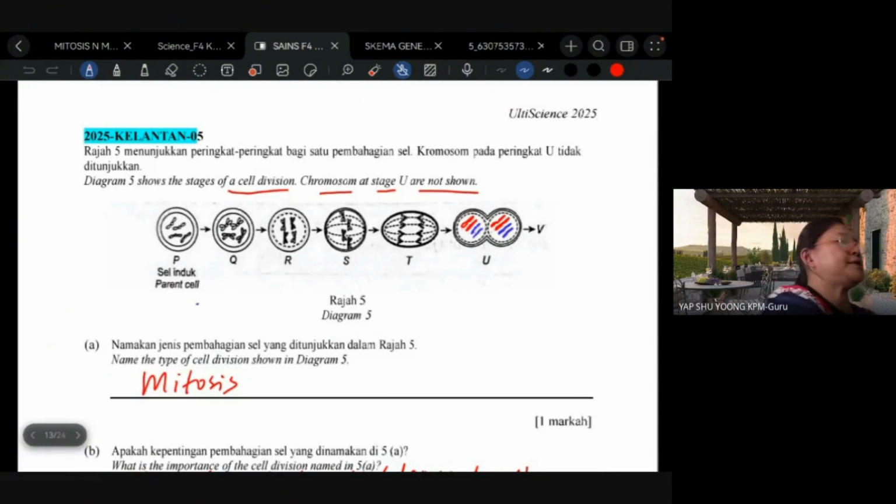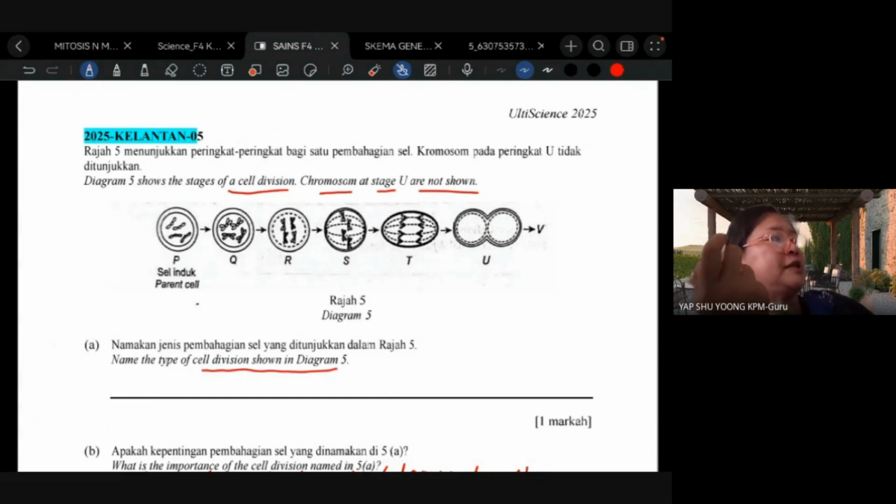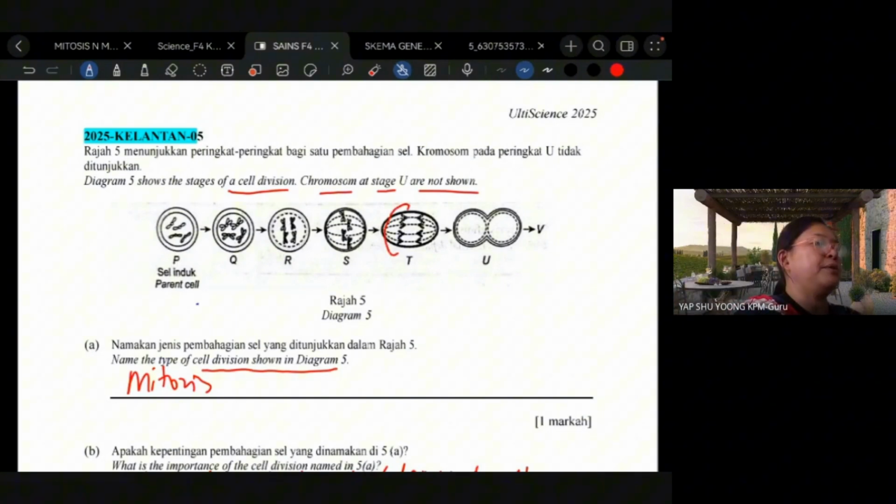Okay, next we go to this one. Diagram 5 shows the stage of the cell division. Chromosomes at stage U are not shown. Name the type of the cell division shown. The type of cell division must be mitosis or meiosis. So is this mitosis or meiosis? This is mitosis. How do you know? Because no crossing over takes place. This one is going to form this side, this one going to form this one. So also four.